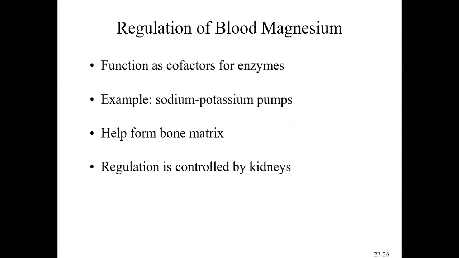For example, you have sodium potassium pumps in many different parts of the cells, or different cells. For these sodium potassium pumps to operate, they have to have certain enzymes there. And those enzymes need magnesium or some type of cofactor to help establish that membrane. Usually it's some type of gradient that the sodium potassium pump is trying to establish. Magnesium is also part of the bone matrix, and the regulation of magnesium is basically controlled through the kidneys.